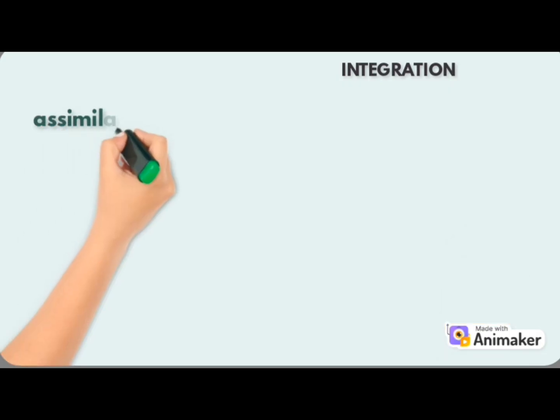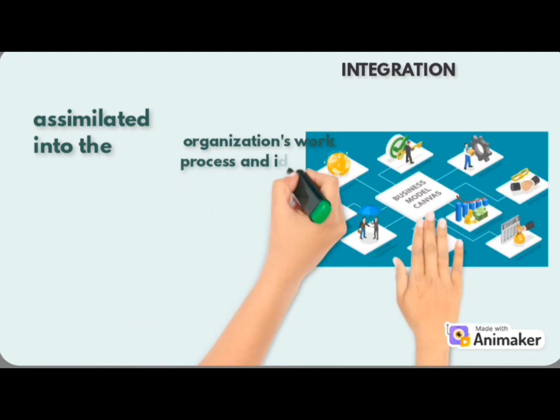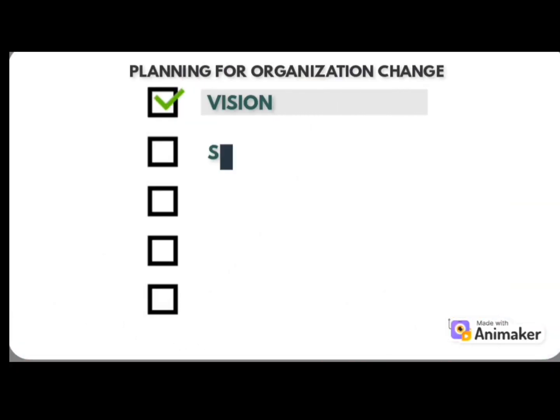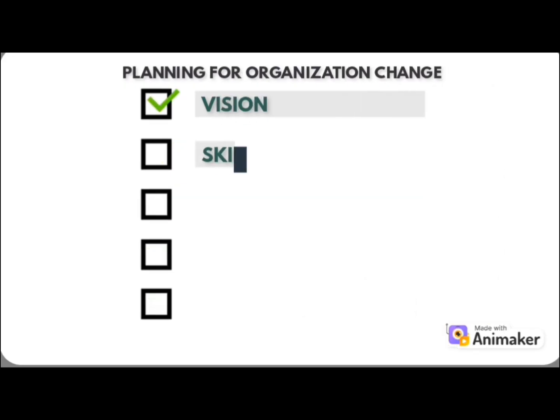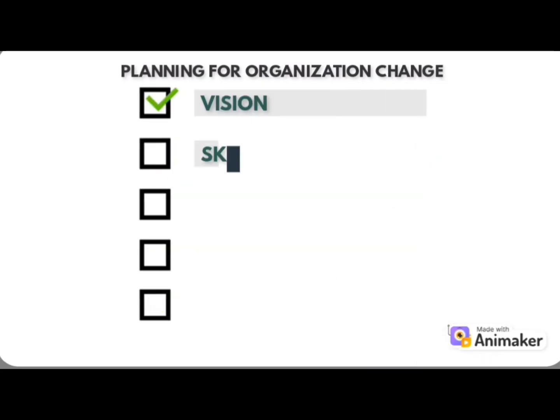Integration. Integration means that the change has been assimilated into the organization's work processes and identity. The success of the integration relies on the success of the previous phases. According to the Knoster model, there are five key elements that are required to successfully navigate change in an organization: vision, skills, incentives, resources, and an action plan. Missing one of these elements can sometimes result in false starts or frustration.